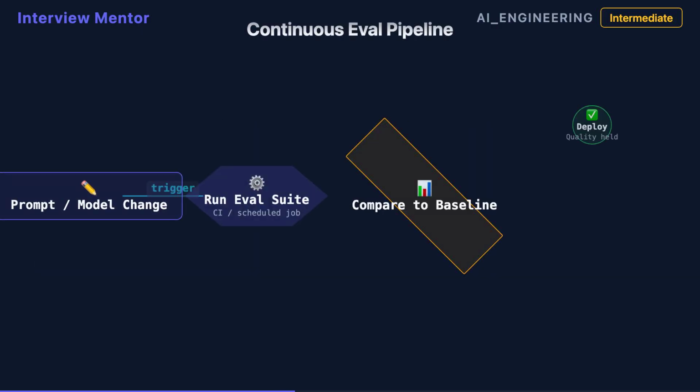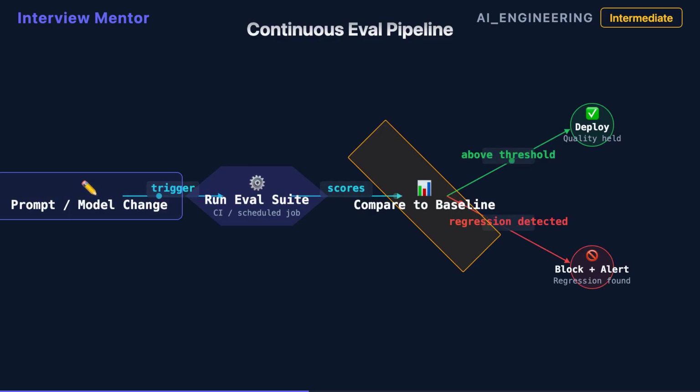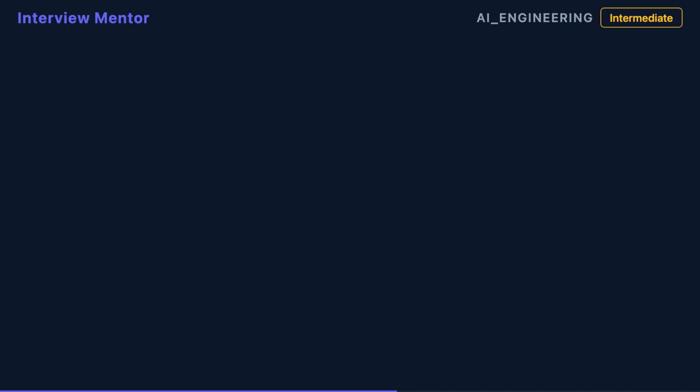The real power of evals comes from running them continuously. Every time you change a prompt, swap a model version, or update your context window, you need to know whether quality held up. Wire your evals into CI or run them on a schedule. A regression you catch before deployment is far cheaper than one your users discover.